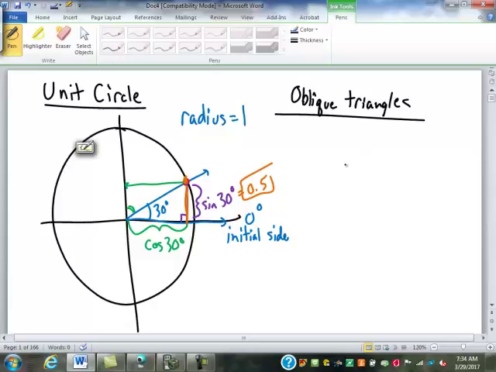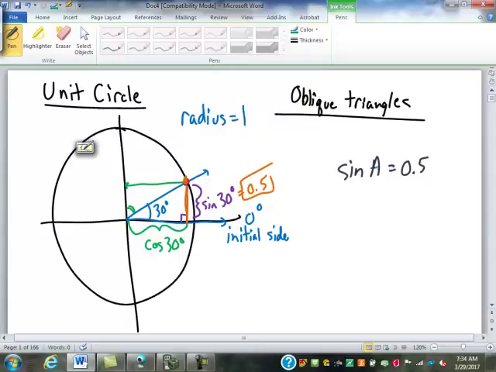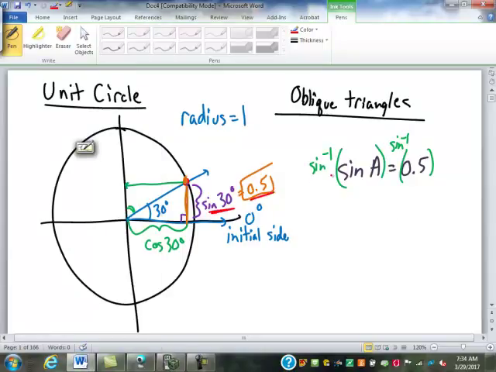We use this then to look at something. If I tell you that the sine of A equals 0.5, we could figure out what angle A is. When we're looking for the angle, of course, we use an inverse trig function. This is a sine, so we're going to use an inverse sine. We punch into our calculator inverse sine of 0.5, so second sine of 0.5. We get 30 degrees, which makes sense because it just said the sine of 30 degrees is 0.5.